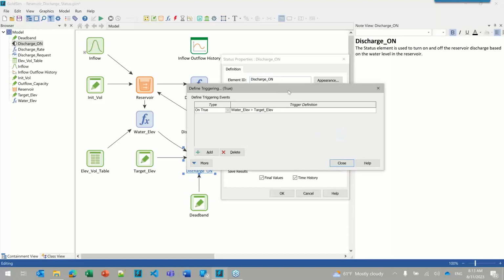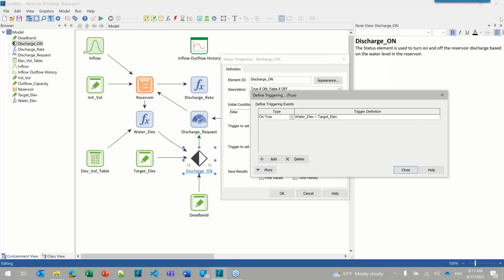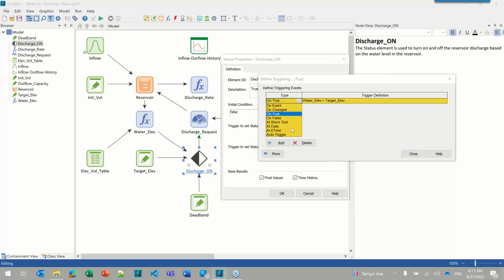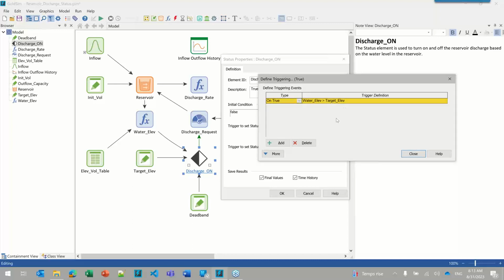Okay, so the true trigger, if we look at this, on true, and I just need to make sure that I'm still recording. Okay, the on true trigger, so we have different types of triggers that we can specify, right? When the water elevation is greater than the target elevation, then we turn the discharge on. Now, the fact that this is on true is important because it could be different if we said at stock test. On true, what that means is it's going to wait until our next scheduled update in time.